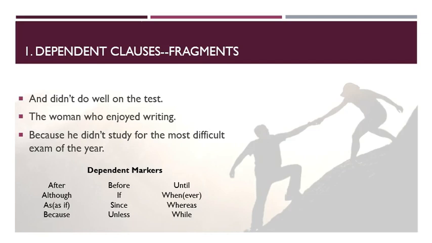The first is missing a subject. It doesn't tell us who didn't do well on the test. The second is missing a verb. We know an action was completed by the woman, but the phrase "who enjoyed writing" describes which woman rather than telling us what she did.